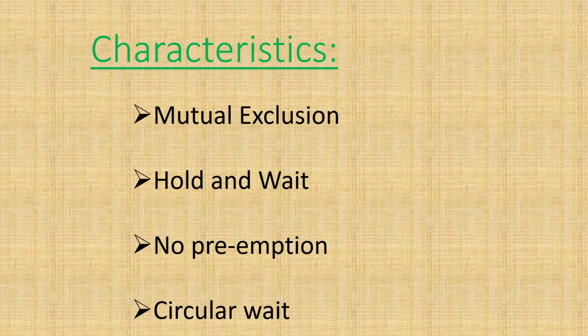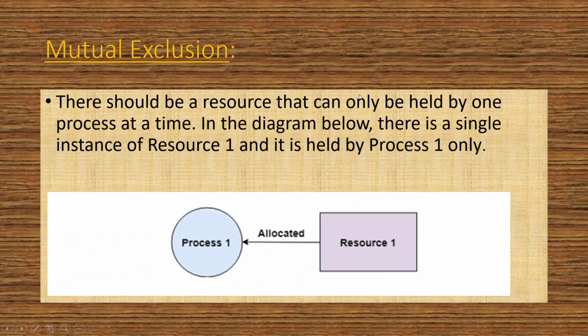Here I think you understand that we can't say for 100% that deadlock will occur if these conditions are there, but there will be a possibility for that occurrence. And now let us look at the first condition, that is mutual exclusion.